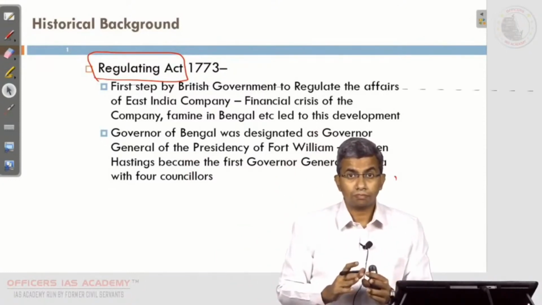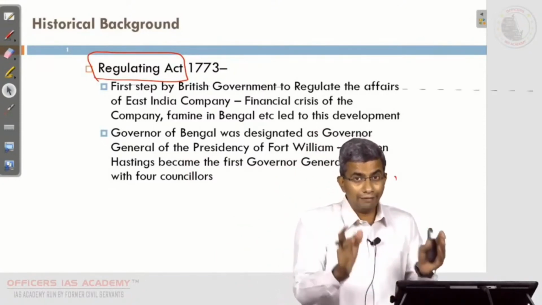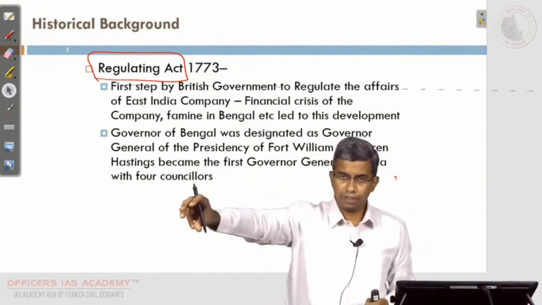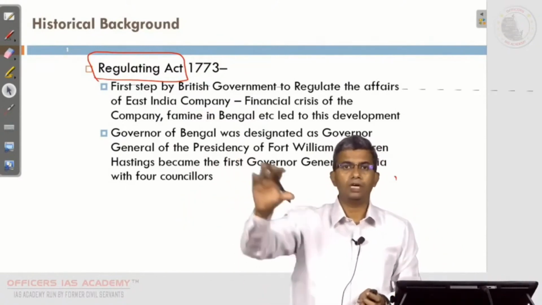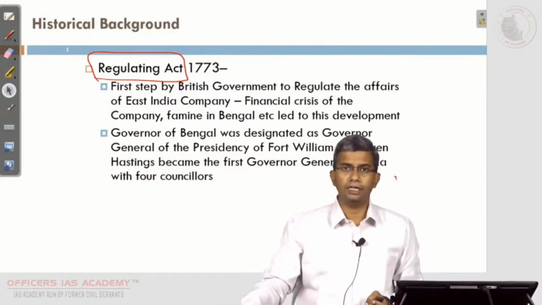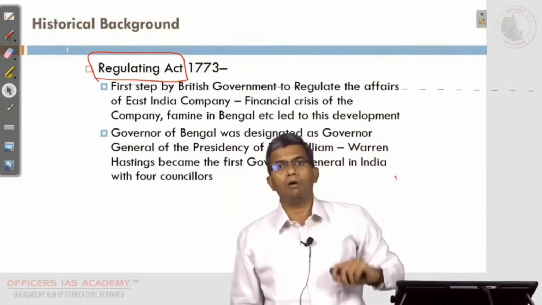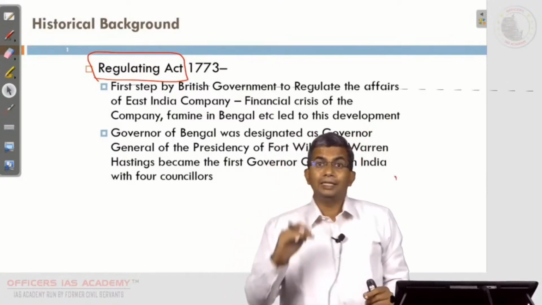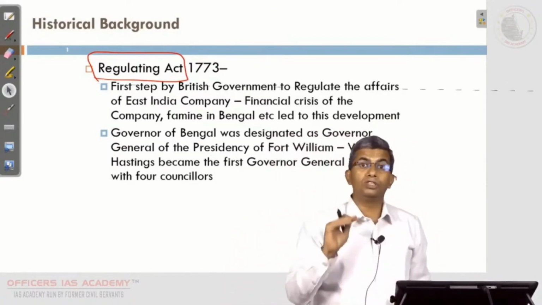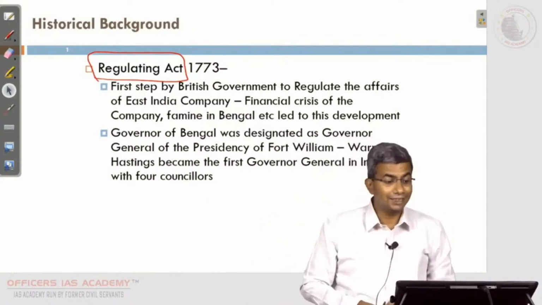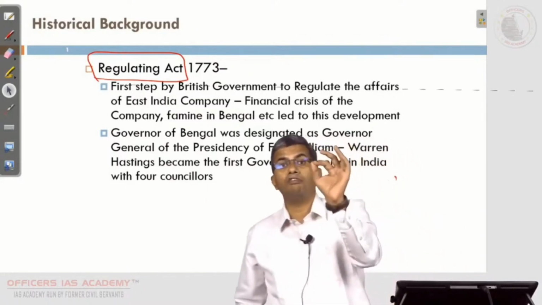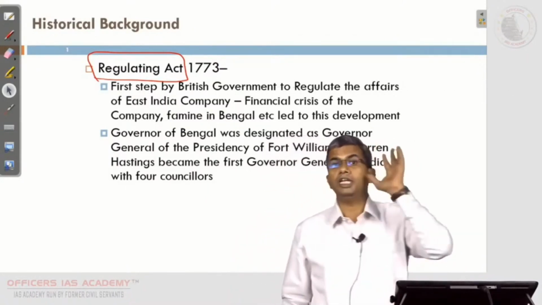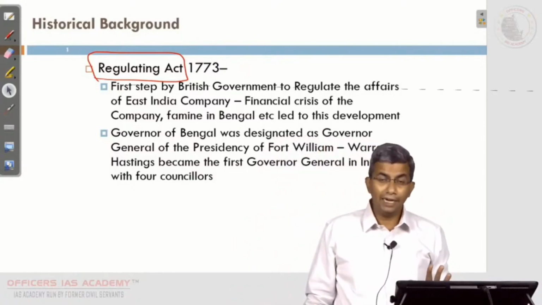So in 1773 there was a presidency of Bengal, which had its own governor. There was a presidency of Madras, which had its own governor. There was a presidency of Bombay, which had its own governor. But for the first time, the governor of Bengal was redesignated as Governor General of the Presidency of Fort William.